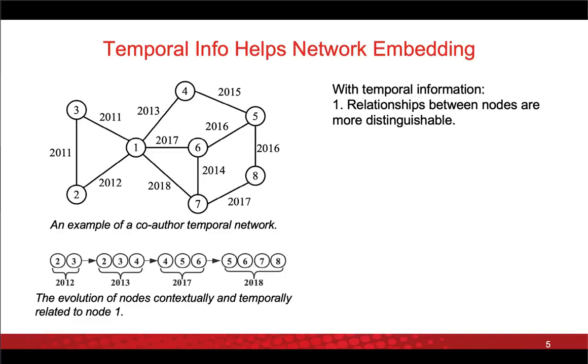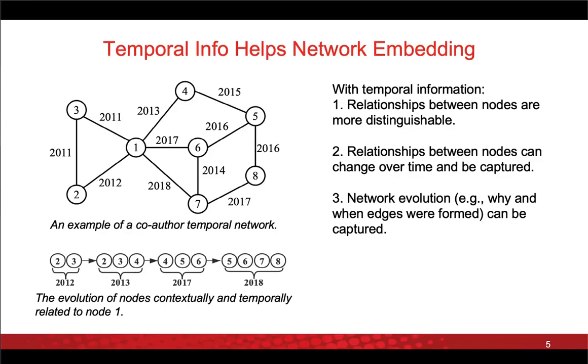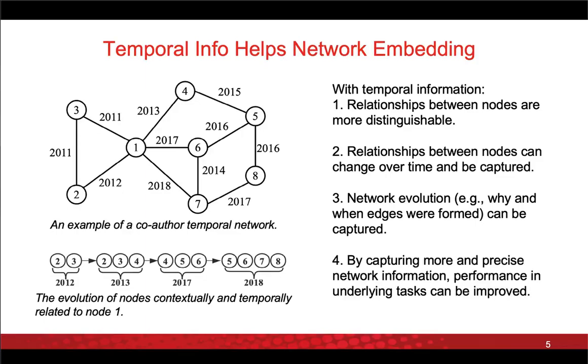First, relationships between nodes are more distinguishable. Second, relationships between nodes can change over time and be captured. Third, network information such as why and when edges were formed can be captured. Last, performance in downstream tasks can be improved as we can capture more and precise network information.